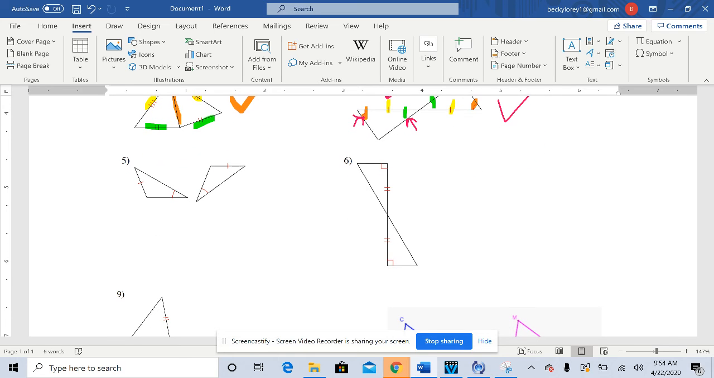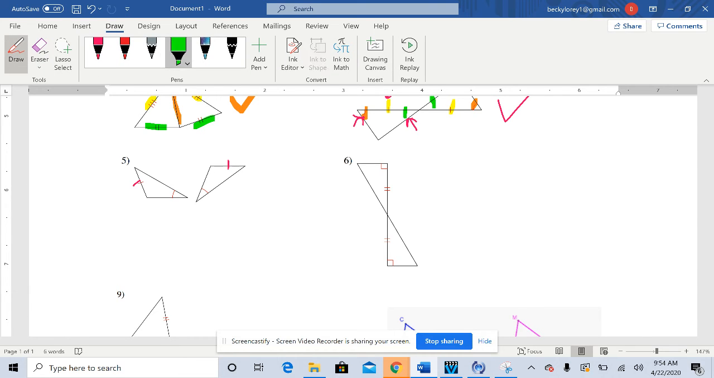All right, if we go down to number 5, we see that these two sides are congruent, and we see that these two angles are congruent. It doesn't show us any other congruent parts, and we don't have anything with just two options, a side and an angle. So no, these are not congruent.